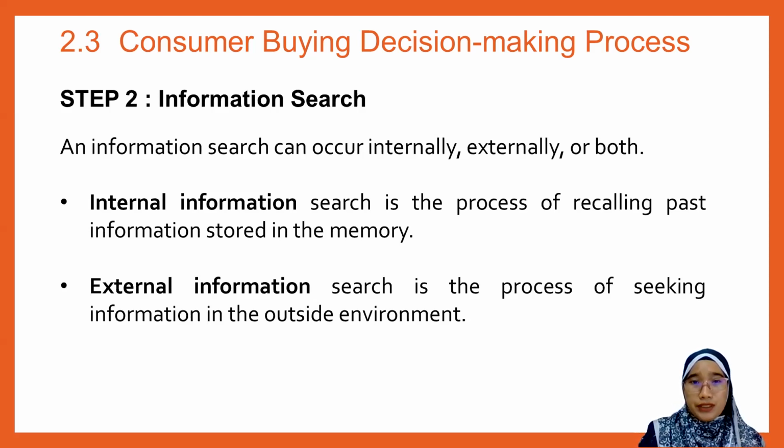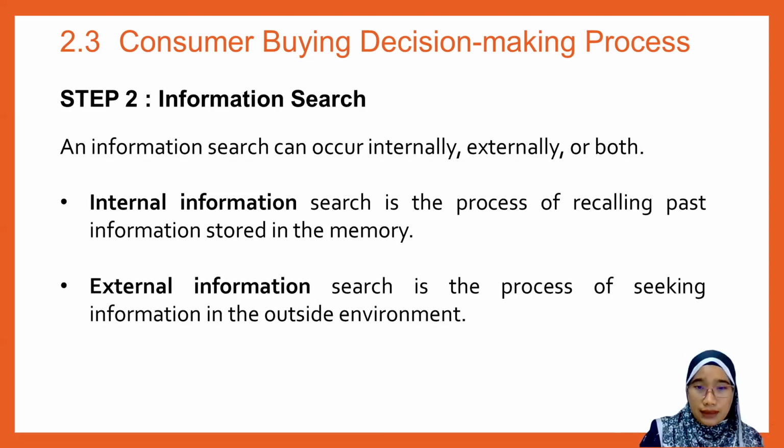need to do some information search. Okay, and information search can occur internally, externally or both. Internally adalah kita ingat balik past information that we stored in the memory itself. So internally, kan, aku dah pernah beli brand sekian-sekian, baju raya dia macam ni, macam tu, design dia, cutting dia and so on. That is internal information search.